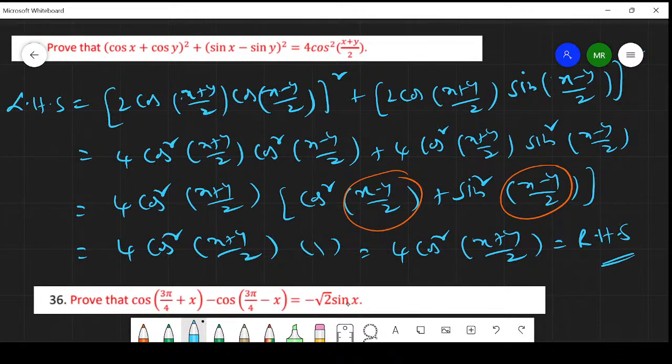I hope you understood this. Please ask me again if you have any doubt. I am here to explain, and I will explain any number of times. Please ask me, I will repeat the problems. Now see the next one.